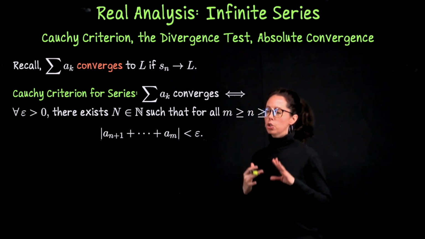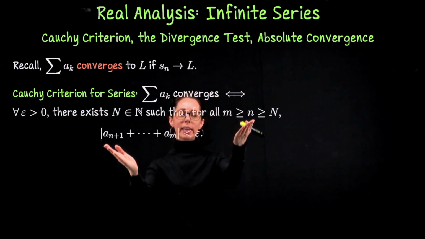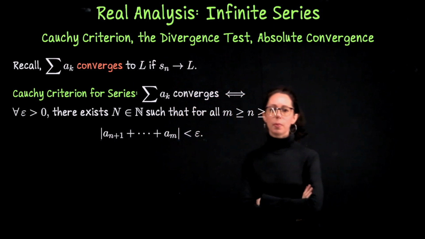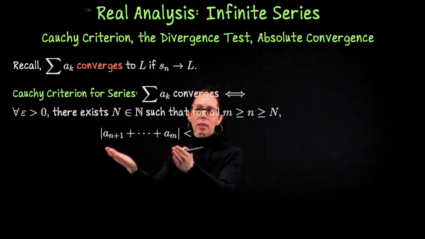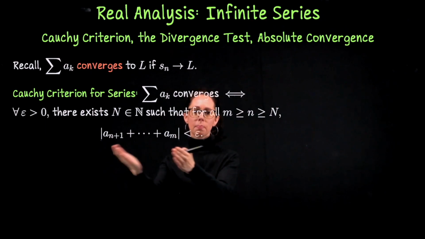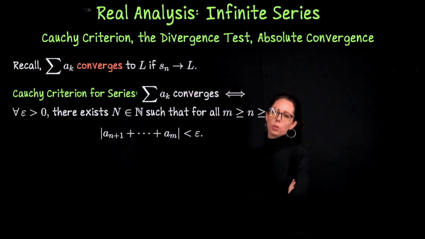Now, it's not too critically important that this start with little n plus 1. If you think about what it means to take any arbitrary pair of indices beyond the threshold index capital N, what we're really saying is just add up such a list of consecutive terms. Any such sum of consecutive terms beyond the threshold should be less than epsilon.